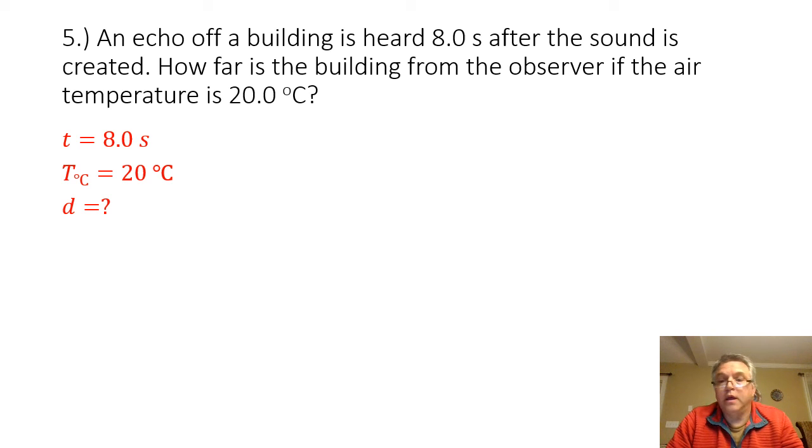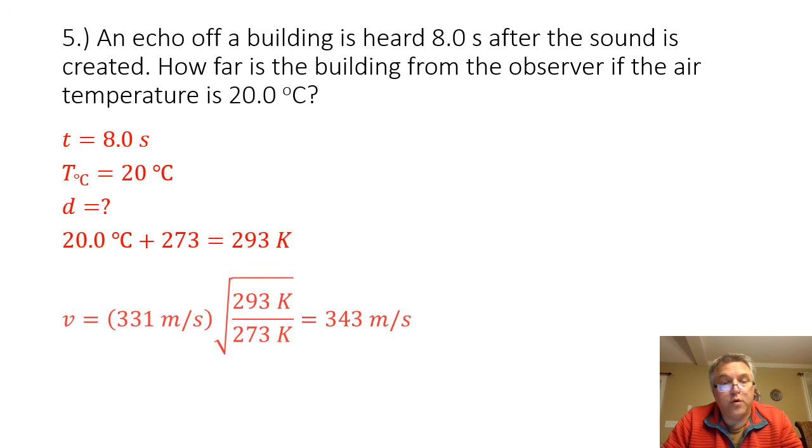and we are trying to find out how far the observer is from the building. I know I'm going to need to know how fast my sound wave is traveling, and in order to do that, I am going to need to have my temperature converted to Kelvin. So let's do that first. I know that my Kelvin temperature is going to equal 20 degrees Celsius plus 273. That is going to give me a temperature of 293 Kelvin.